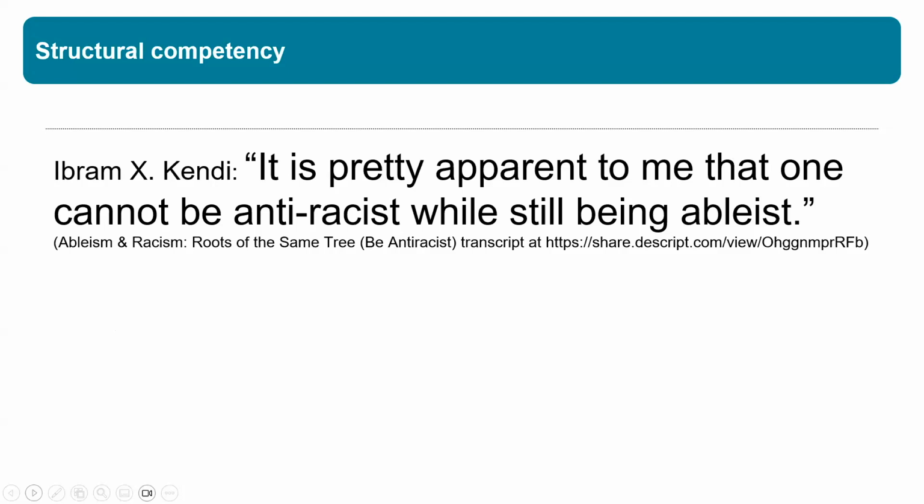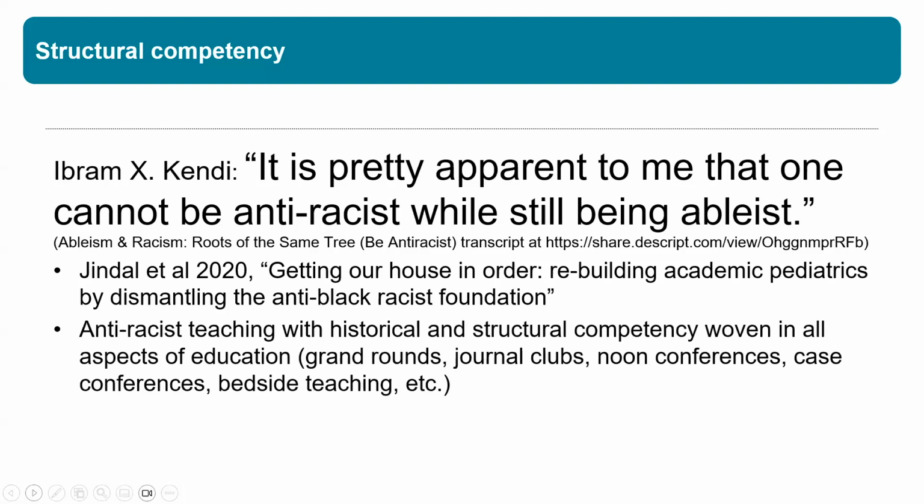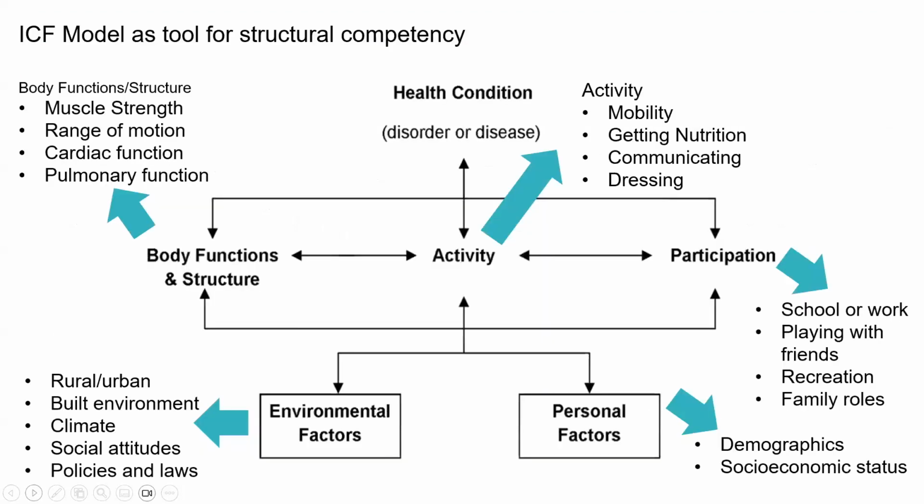Ibram Kendi from the same podcast shared that it's pretty apparent to me that one cannot be anti-racist while still being ableist. I'm going to skip through these next things because there's actually been a lot of writing and a lot of discourse about how to make academic medicine anti-racist, but there hasn't been similar work on how to make academic medicine and medicine anti-ableist. It's coming, it's in the pathway, but it's not as robust of a literature. So let's skip several slides here.